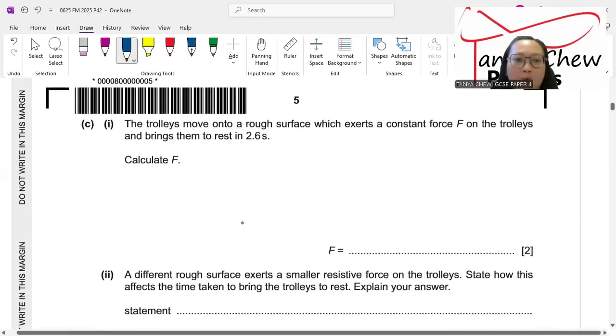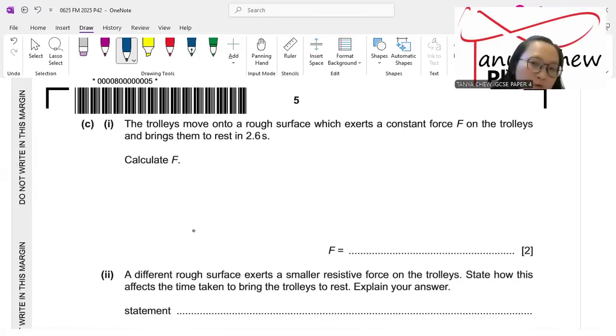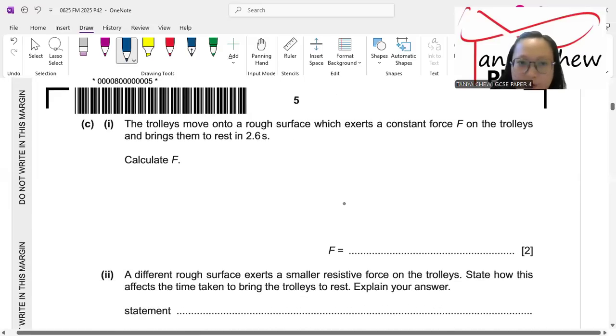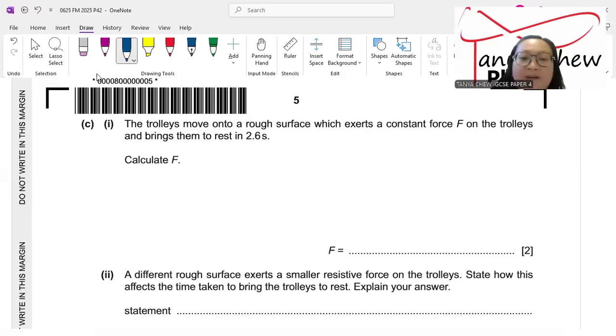Now, part C, part 1. The trolleys move into a rough surface, which exerts a constant force, F, on the trolleys and brings them to rest in 2.6 seconds. Calculate F. Right, there are a few things that I need to clarify here: the trolleys are already moving. They are already joined together. So I'm going to draw it out here.